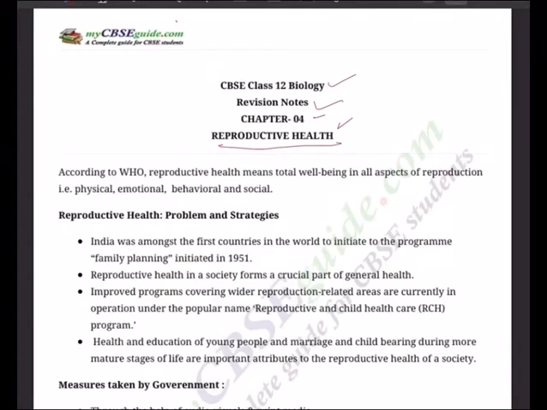According to World Health Organization, reproductive health means total well-being in all aspects of reproduction. So physically we must be fit, emotionally well balanced, good behavior, and of course socially acceptable. You must be accepted by the society as a good person. If we satisfy all these 4 conditions, then we are healthy according to World Health Organization. So what are those conditions? You must be physically fit.